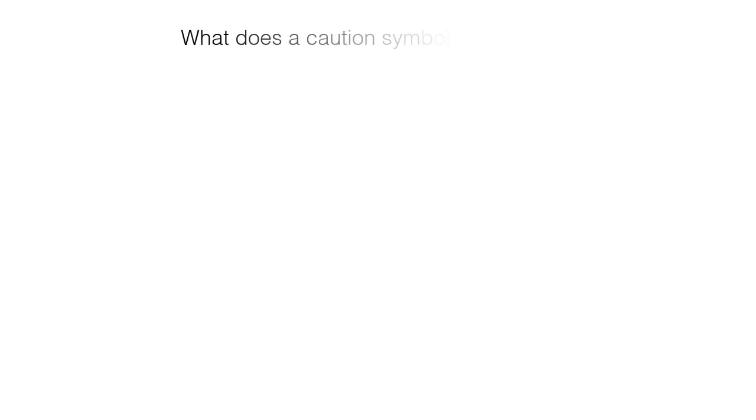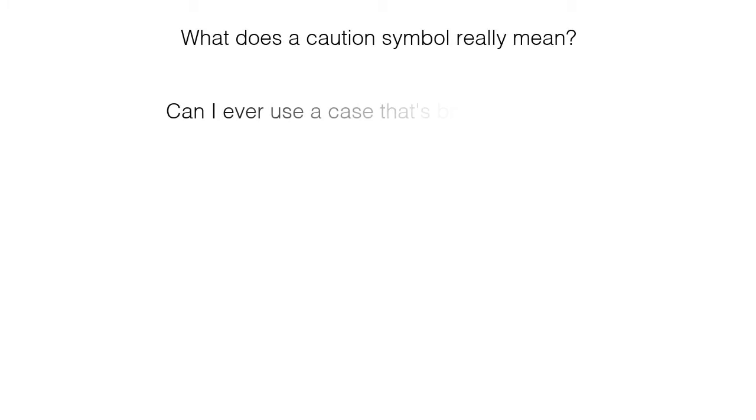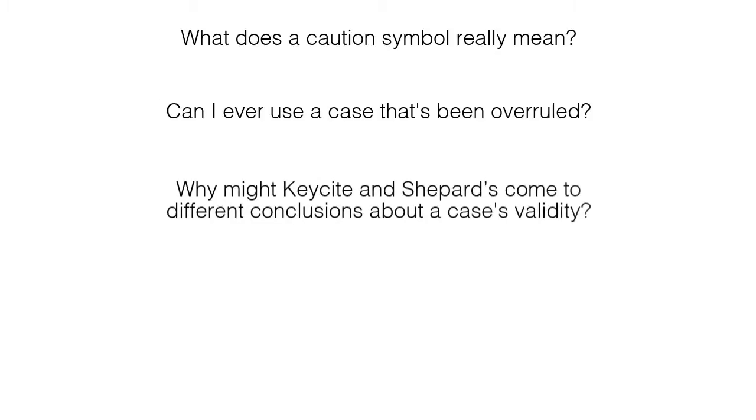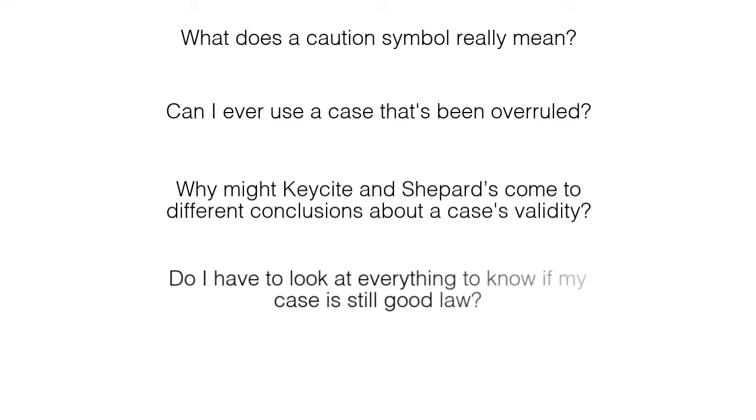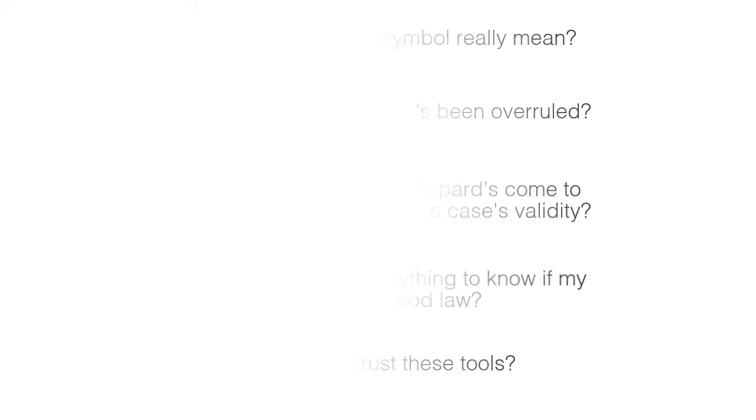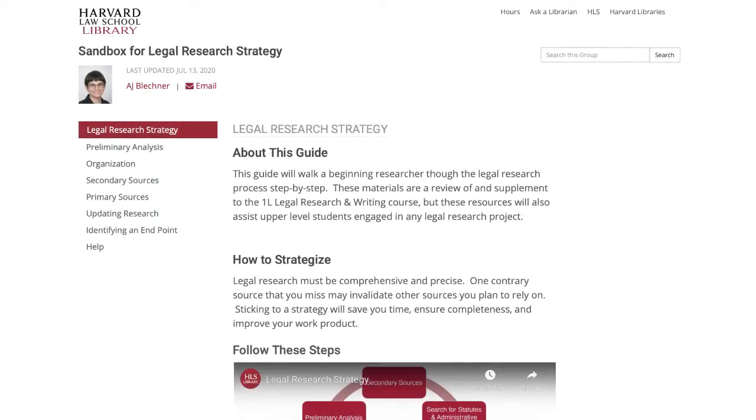In this video, we'll work through common questions related to citators so you can make the best use of them. We'll consider questions like, what does a caution symbol really mean? Can I ever use a case that's been overruled? Why might KeyCite and Shepard's come to different conclusions about a case's validity? Do I have to look at everything to know if my case is still good law? And can I really trust these tools? If you're looking for details about navigating Westlaw or Lexis, both companies provide materials and instructions on using their tools, linked from our Legal Research Strategy Guide.